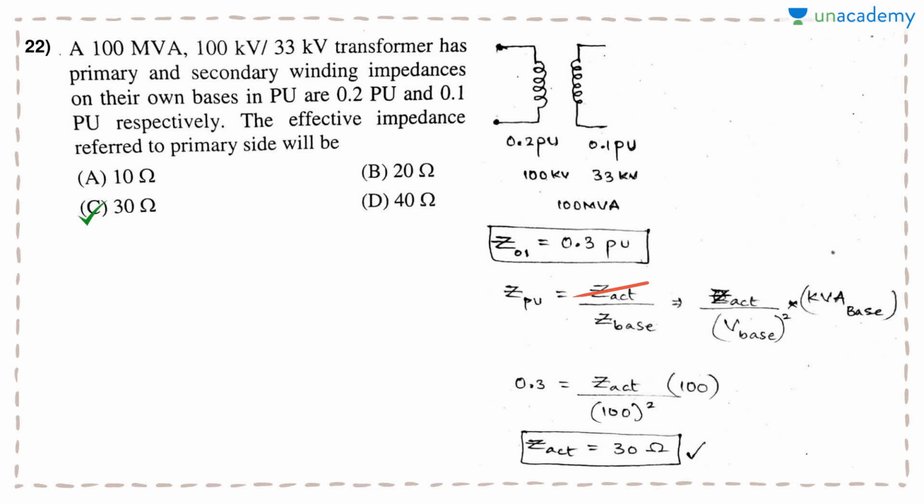What is the Z base? Z base is nothing but V base square divided by kVA base. What is V base? V base is 100 kV, and kVA base is 100 MVA. So the actual value is 30 ohms. 30 ohms is the right answer, C.